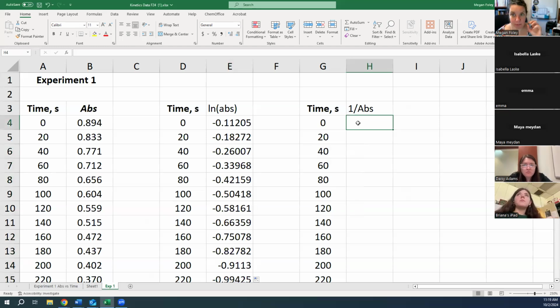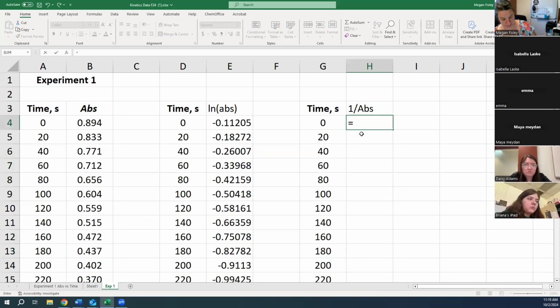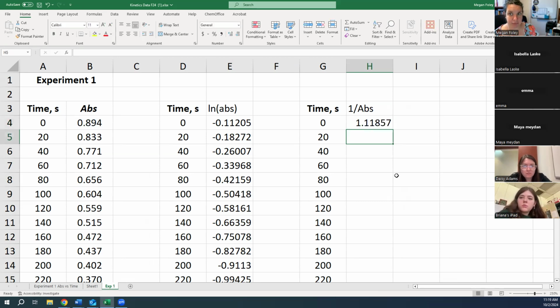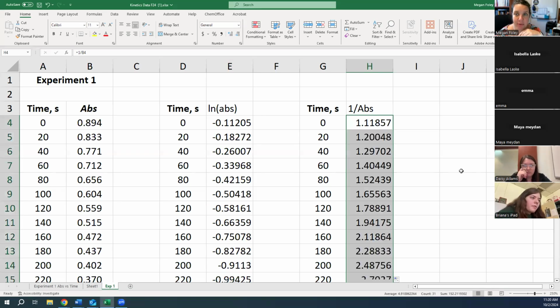Okay. Now we're gonna do another calculation, but with 1 over absorption. So we're gonna do equals 1 / and click that same cell, the cell that has our absorption values, and then enter. In my case it's equals 1 / B4, because that's the cell that I have absorption in. And again, to make that equation apply to the whole column, I'm going to double click on the box. 17 of these, 12 of these, and 10 of these. And now we'll give it a try.